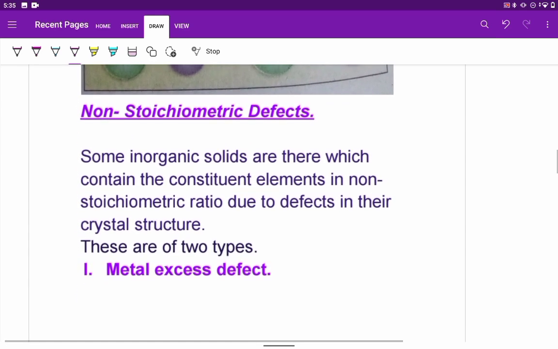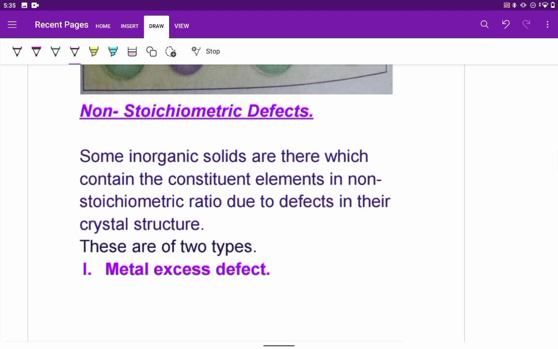Now we will look at some non-stoichiometric defects. First of all, let us understand what a non-stoichiometric compound is. Non-stoichiometric compounds are defined as any solid chemical compound in which the number of atoms of particular elements cannot be expressed in a ratio of a small whole number. In that case, we say that it is a non-stoichiometric compound.